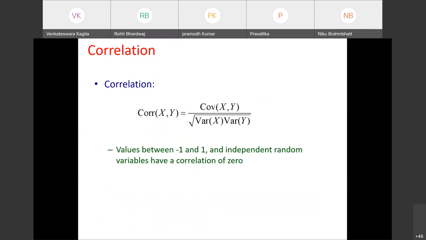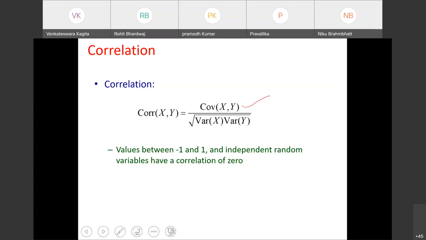We will see how to calculate this. It is a high and positive correlation. This is how we compute the correlation: covariance of x comma y divided by the square root of variance of x times variance of y, and this value is between minus 1 and 1. Independent random variables have a correlation of 0.